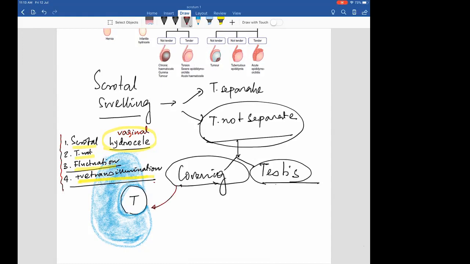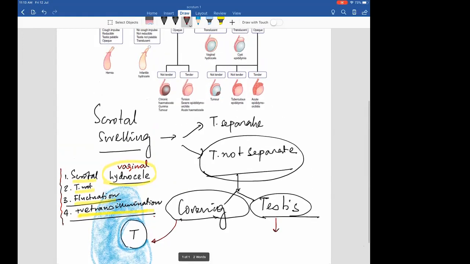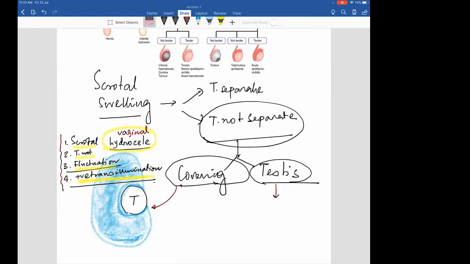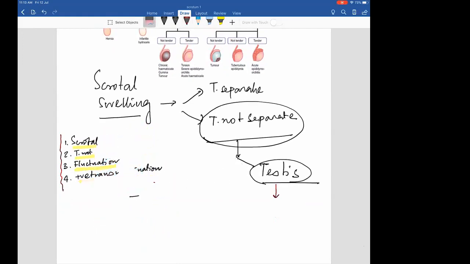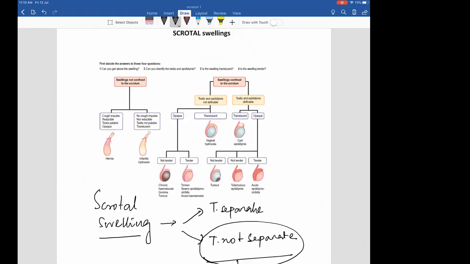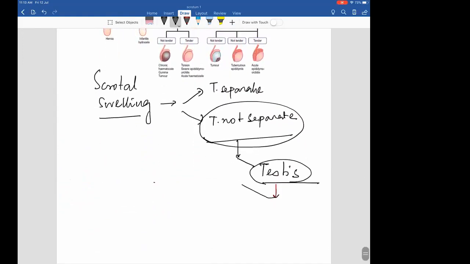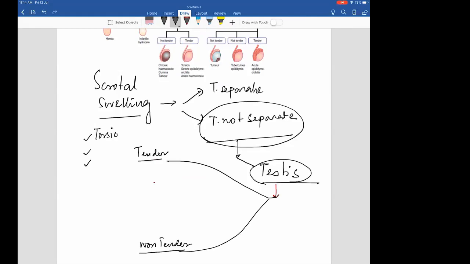Now, when you talk about the testes proper, I will erase this picture. I will erase everything in this area, and then we will again divide this. As I've said, this is a part of a long question, sometimes of 7 marks. If you talk about swellings that arise from the testes, then the route is very easy. We talk about a tender swelling and a non-tender swelling. A tender swelling can be very classically seen in 2 conditions, technically 3.